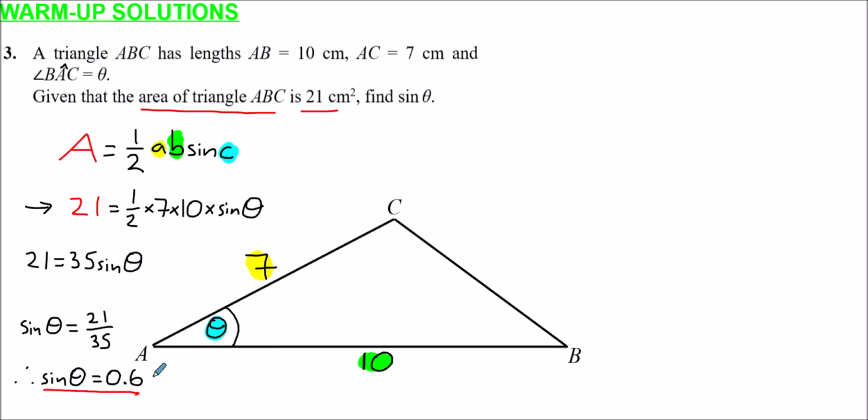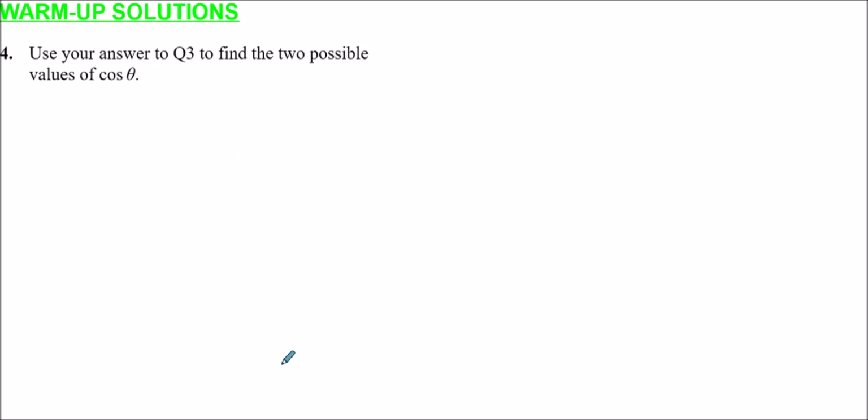Anyhow, sine theta is 0.6, and so that's question 3 sorted and done. Next question. Use your value from question 3 to find the 2 possible values of cos theta. So we need to remind ourselves of what question 3 was. From question 3 we had sine theta is 3/5. Now it might be tempting here to try and do a CAST diagram from what you've seen in the trigonometry sections, but we need to try and remember a relation between sine and cos theta.